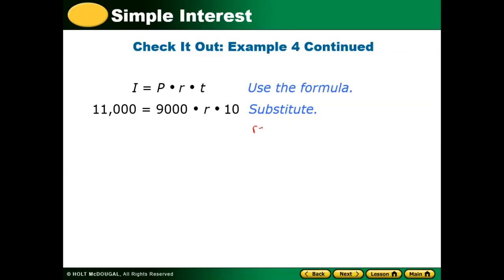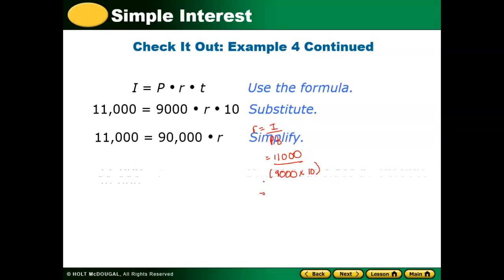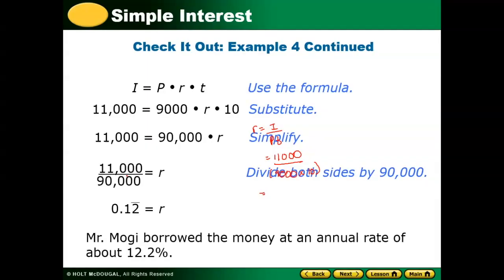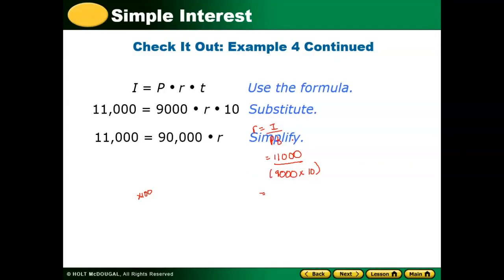Now we can use that amount that we've calculated in our formula to calculate for our rate. If you wanted to use the formula, it's the exact same thing they're doing here, it's just laid out for you. My interest is 11,000. My principal is 9,000 times my time, which is 10. And then when I calculate that, I will end up with the exact same answer. So here we've combined 9,000 times 10, that gives me 90,000, divide both sides. In both cases, we end up with 0.12, which is multiplied by 100. If you multiply this by 100, you get 12.2%.